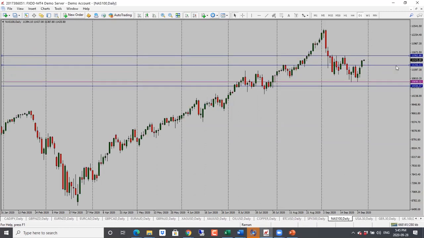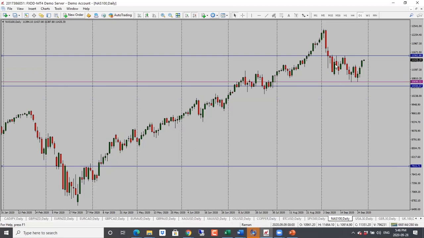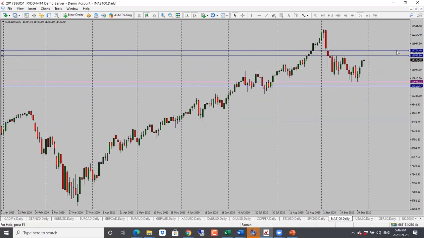All right, Nasdaq here. Nasdaq is also looking bullish. I will look for a move towards 11,550. And should it go through, we're looking at 11,720. So bullish bias here for Nasdaq.